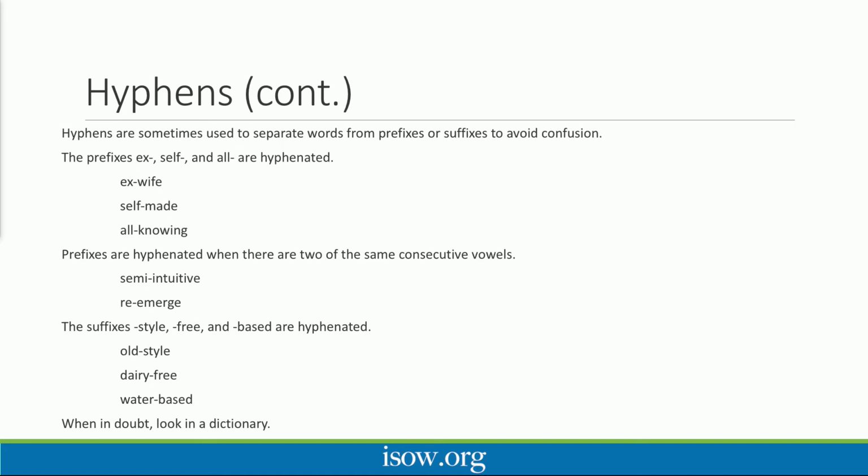So hyphens are also sometimes used to separate words from prefixes and suffixes. This is things like ex, self, and all. Whenever these are added to a word, it's hyphenated. So if I say my ex-wife, that's hyphenated. If I'm self-made, self-propelled, whatever the case may be, that's always hyphenated. And all, it's like all-knowing, all-seeing, those are always hyphenated.